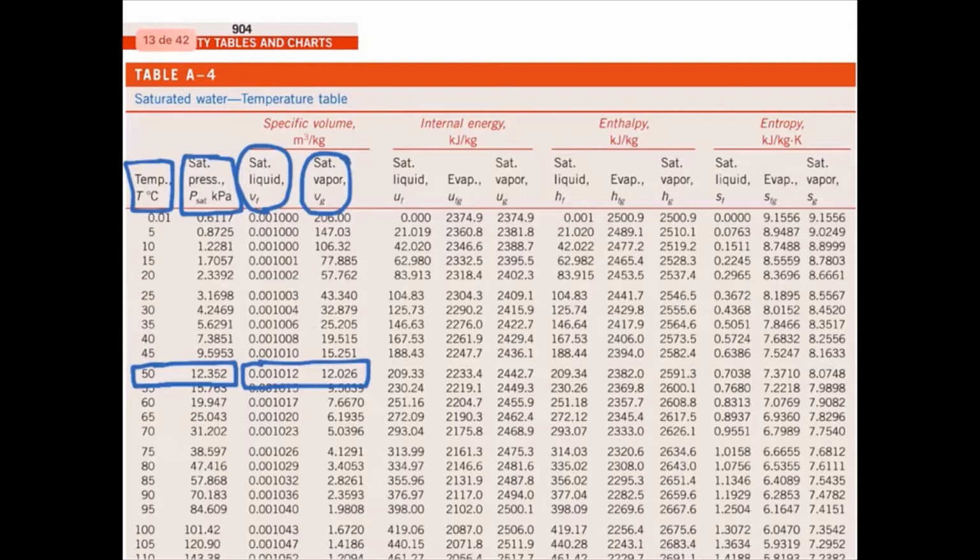But for internal energy, enthalpy and entropy, another value is also reported. The saturated liquid internal energy is uf, the saturated vapor internal energy is ug, and the difference between these two, ug minus uf, is going to be ufg. You can make this difference: this value minus this value gives you this value. And the same for the rest, enthalpy and entropy.